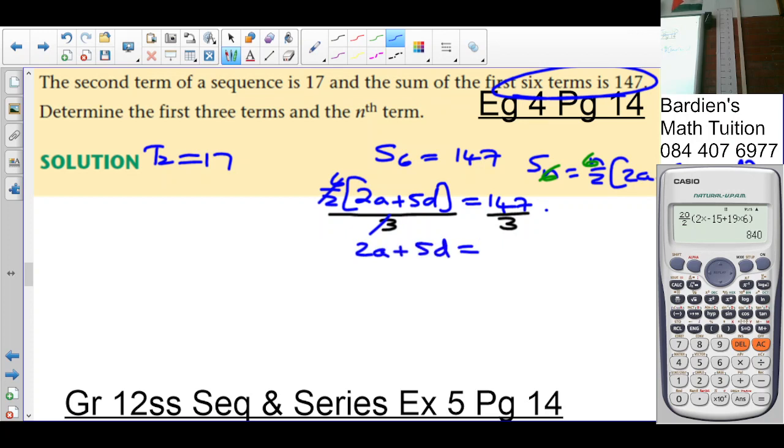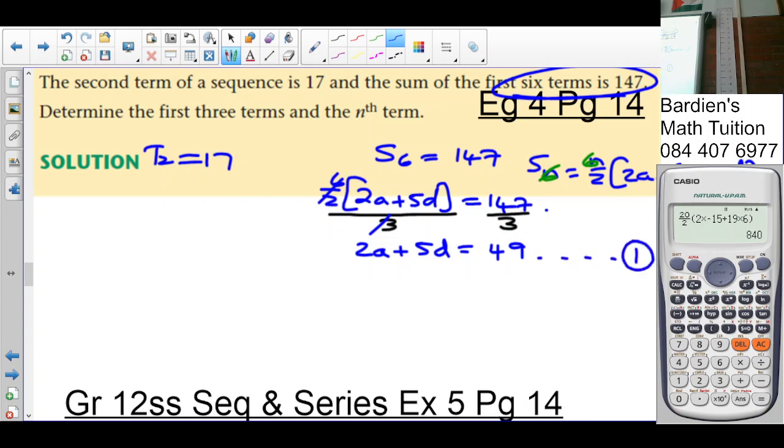What's 147 divided by 3? 4 carry 2, it's 9. I get 49. I did say 4 but I wrote 2, okay? So 49. Is that right? Yes. Okay. So that's equation 1.